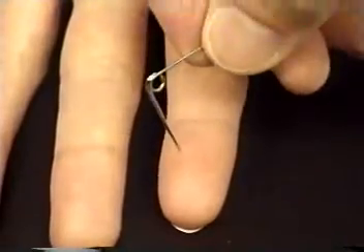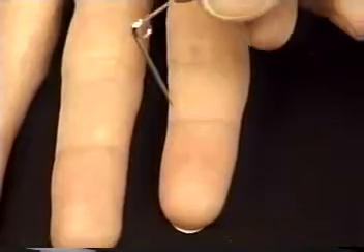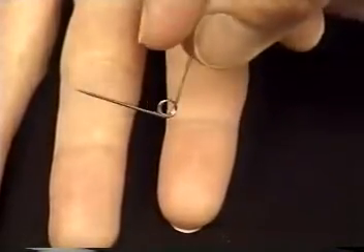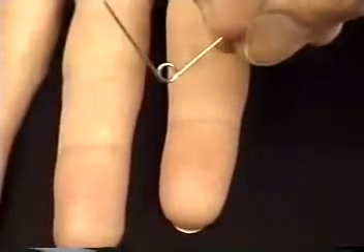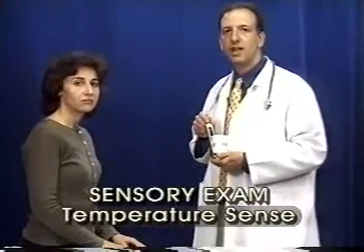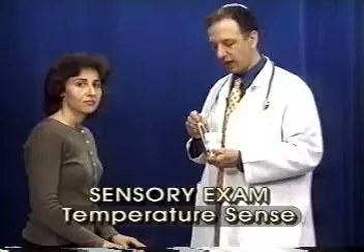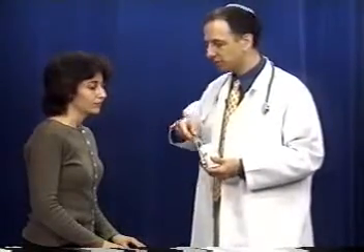Sharp. Sharp. Sharp. Sharp. Dull. Dull. Sharp. Dull. Temperature sensation can be tested with a metal object cooled in ice, with the other side kept at room temperature for comparison.